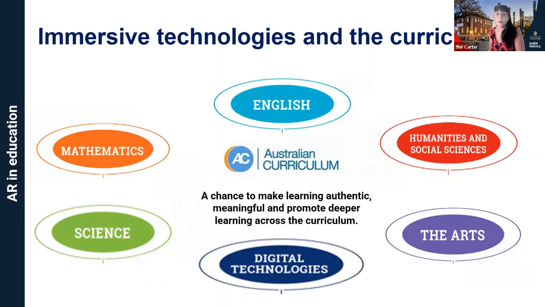So looking at our Australian curriculum, it's really important that we don't just confine using immersive technologies to only the area of digital technologies. This is a chance now to make learning authentic and meaningful and promote deeper learning across the curriculum. So today we're going to look at a range of different science options and mathematical options. You can use them throughout English, through our humanities and social sciences. We'll look at something that's related to geography and, of course, in the arts as well. And I didn't put languages up here, but they can be used with languages as well. But we really want to connect to the educational value of what's available through immersive technologies.